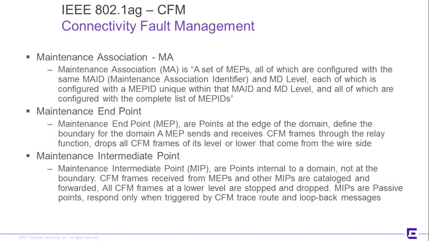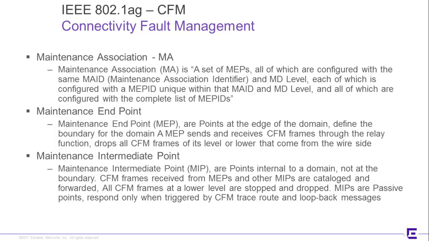There are three definitions. First of all, the maintenance association. This basically sets the domain of diagnostics, if you will, and it gives a list of all the maintenance endpoints or maintenance intermediate points, and we'll talk about that briefly as far as what's configured within the domain. We have our maintenance endpoint, and if you remember in the first video, we actually set up our MEP ID to be number 4. And these points are basically diagnostic points which send and receive CFM frames through a relay function. And they'll drop frames according to a specific hierarchy. And we'll talk to that as we move forward throughout the video.